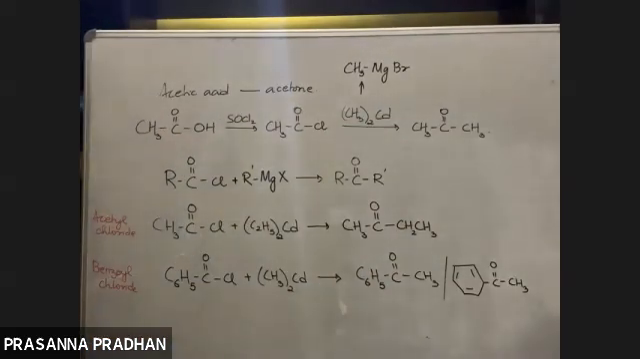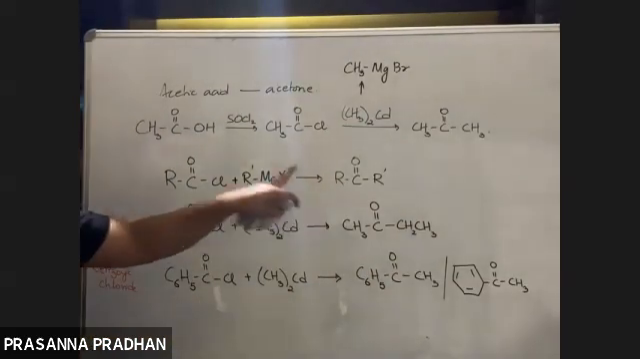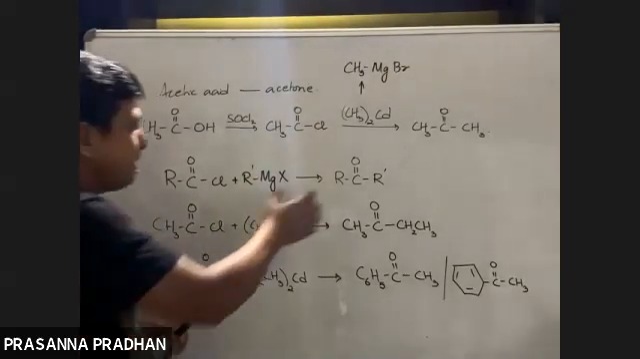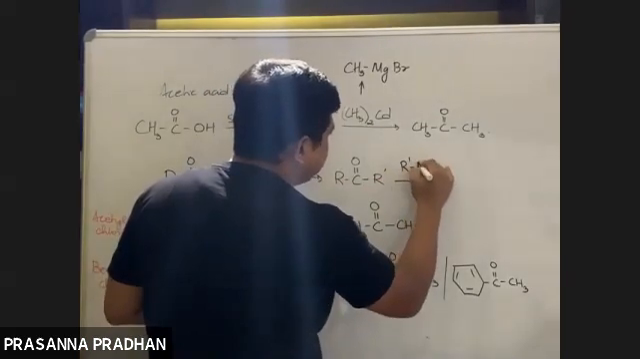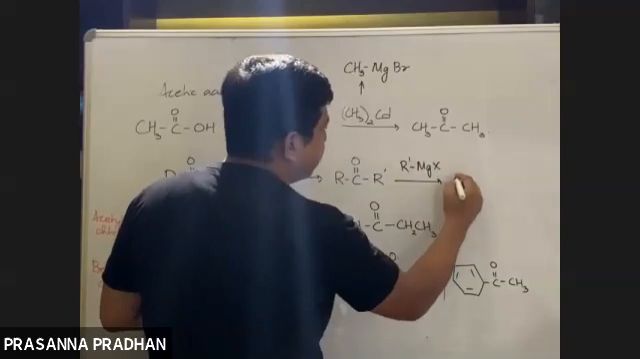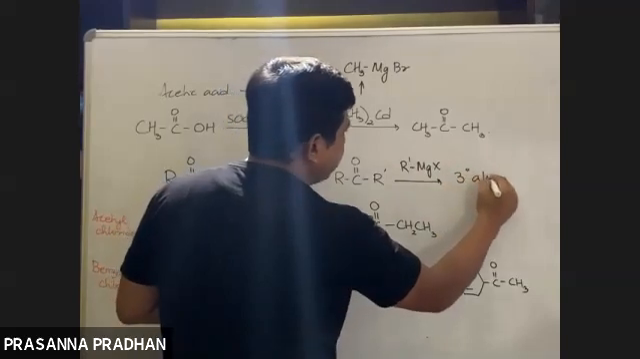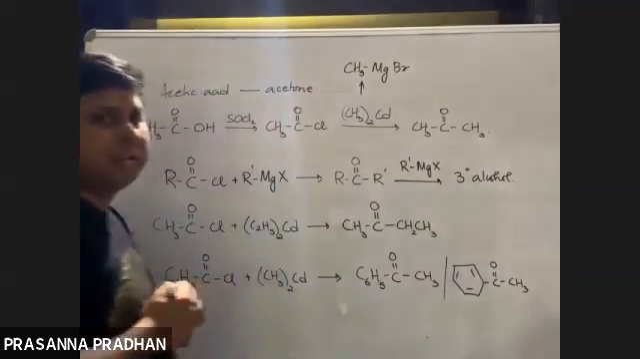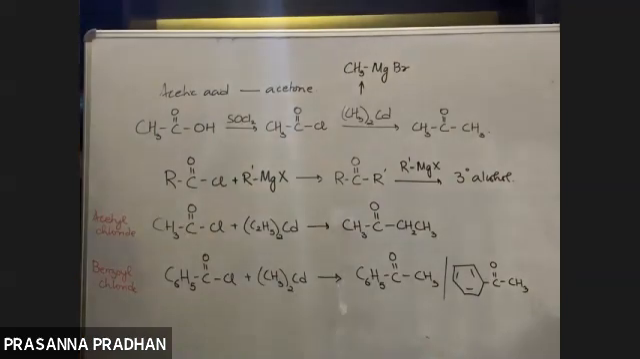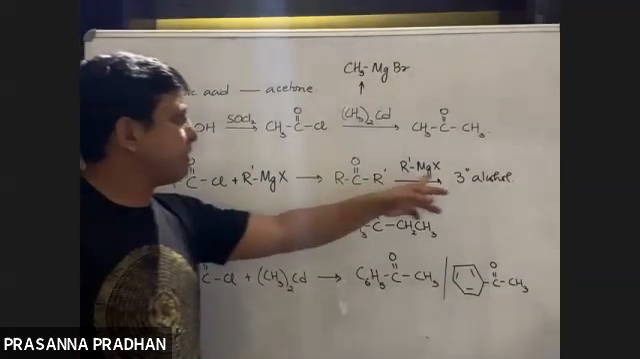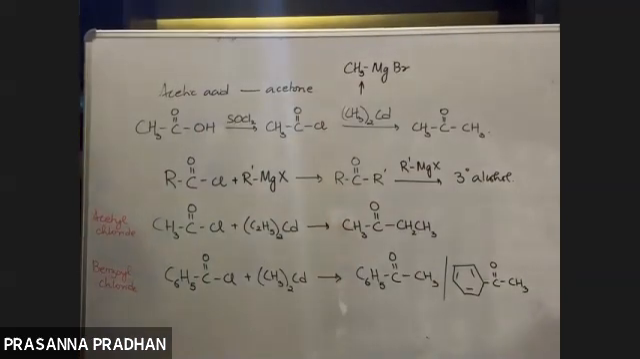The problem here is that this ketone will further react with the Grignard reagent to give you a tertiary alcohol. So the reaction does not stop there. We are getting the desired product, the ketone, but the reaction does not stop here. The ketone which is formed will further react with the Grignard reagent to give a tertiary alcohol. That is why we cannot use Grignard reagent in this synthesis.